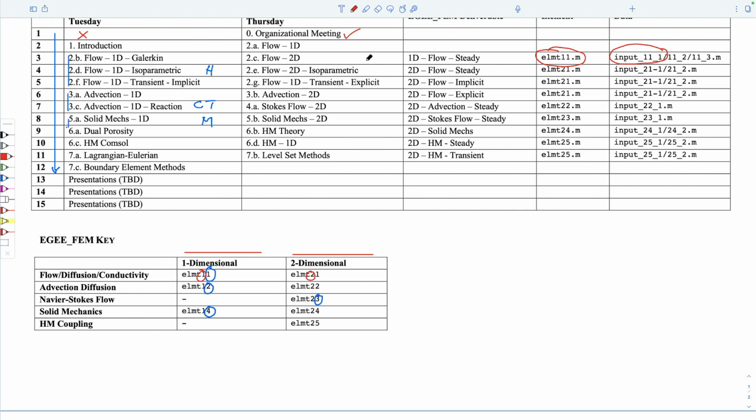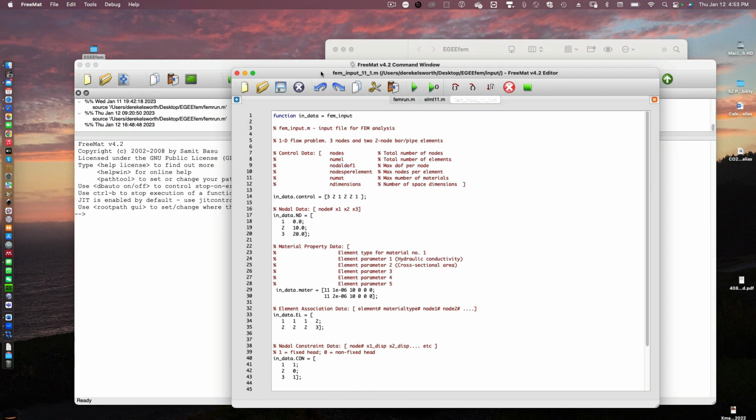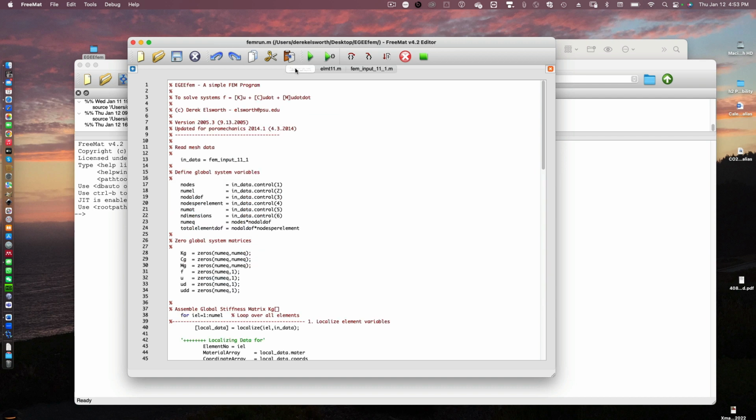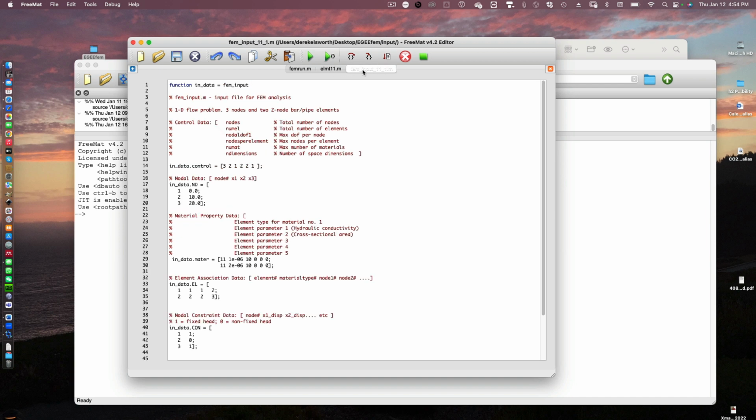And if you go back to this, at least if you're unsure of yourself and don't know how this stuff works, FemRun is the overall controlling routine that runs the system. What it does is look for a particular element subroutine, in this case the one-dimensional flow routine, which is 1, 1, 1. And that element subroutine looks for input according to that element as well, 1, 1. And so they're all arranged.